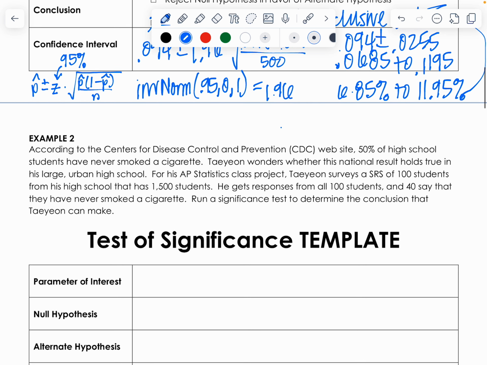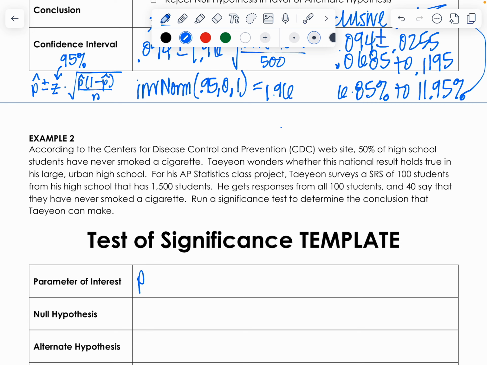All right, example 2 says, according to the Centers for Disease Control and Prevention, the CDC website, 50% of high school students have never smoked a cigarette. Taeyeon wonders whether this national result holds true in his large urban high school. For his AP Statistics class project, he surveys a simple random sample of 100 students from his high school that has 1,500 students. He gets responses from all 100 students, and 40 say that they have never smoked a cigarette. Run a significance test to determine the conclusion that he can make.